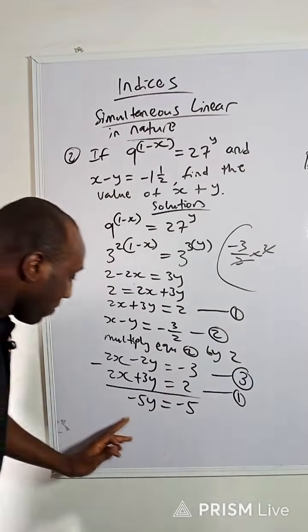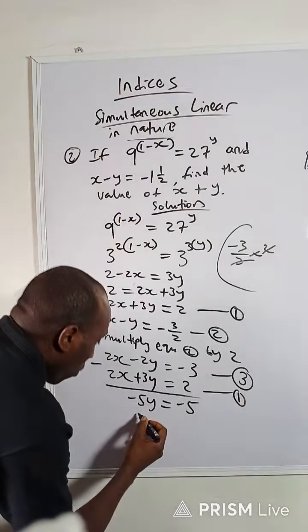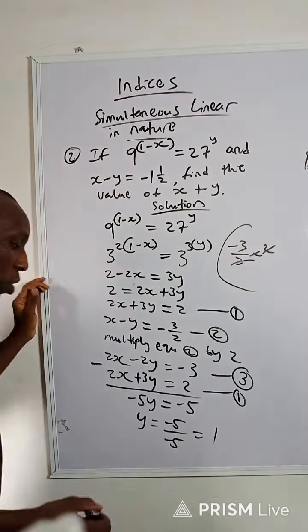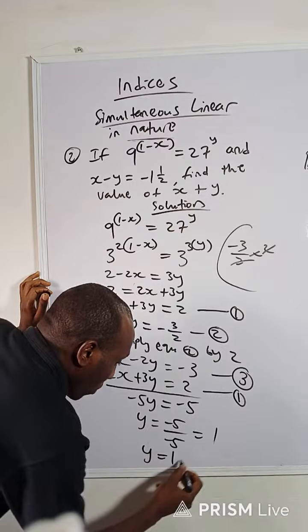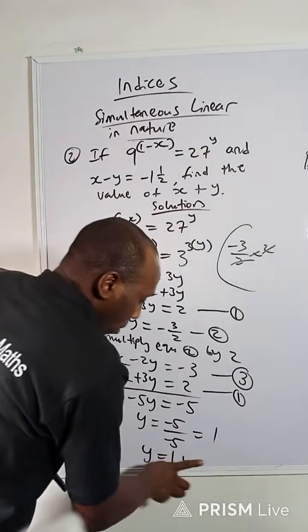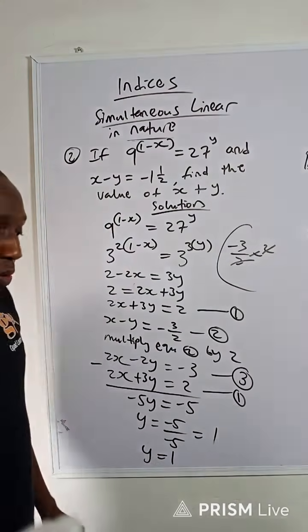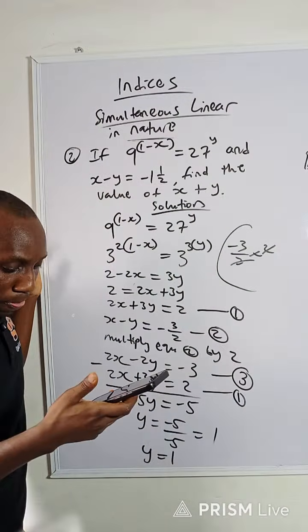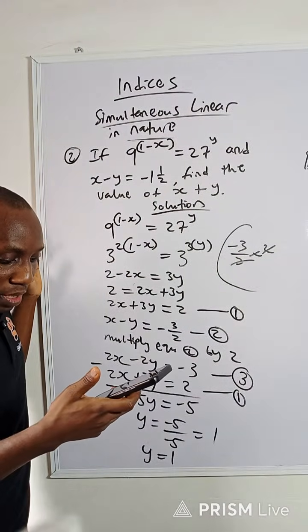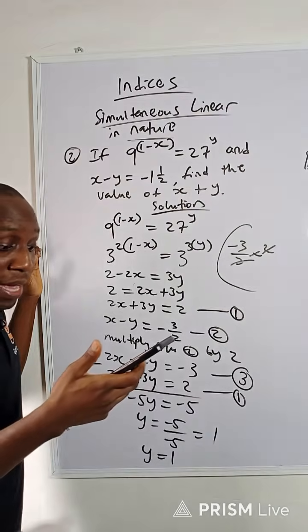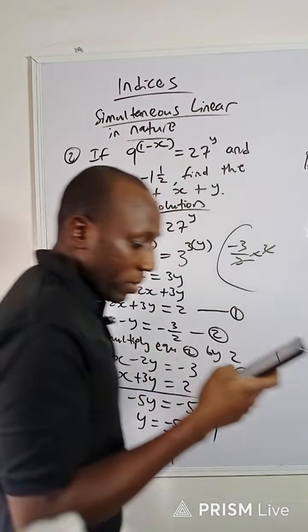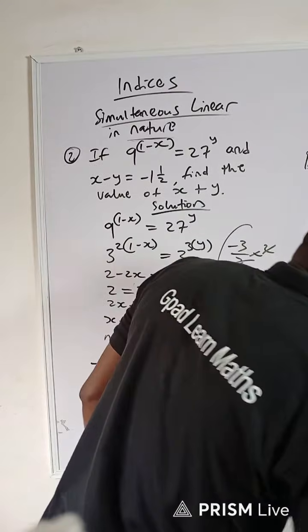It won't change anything. Divide both sides by negative 5. So y will be equal to negative 5 over negative 5, which is what? 1. So y is equal to 1. Let me just remove this big map. So we've gotten the value of y as 1. Do you understand that? Yes, the base disappears. It will just go like that.